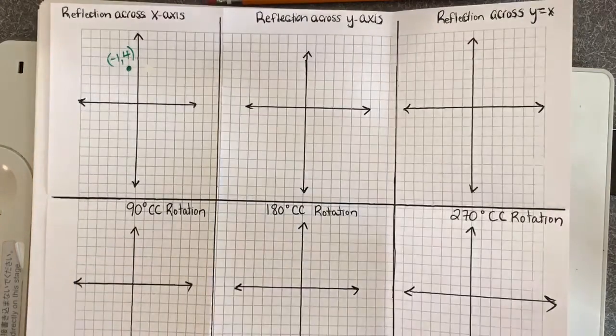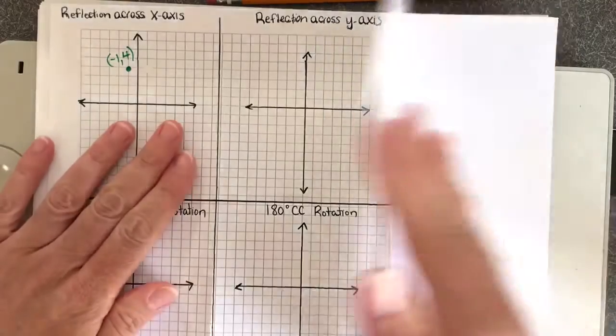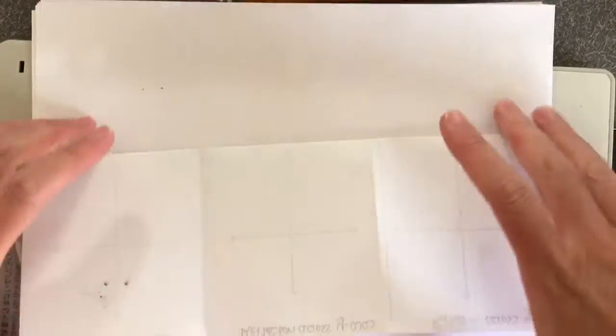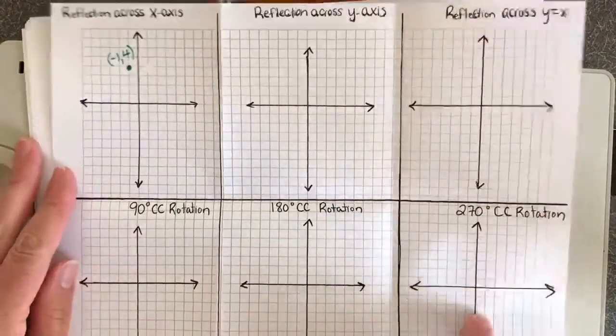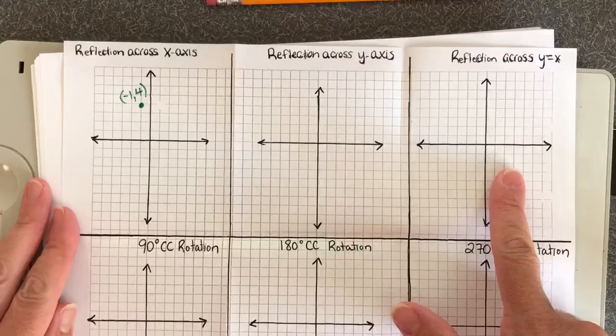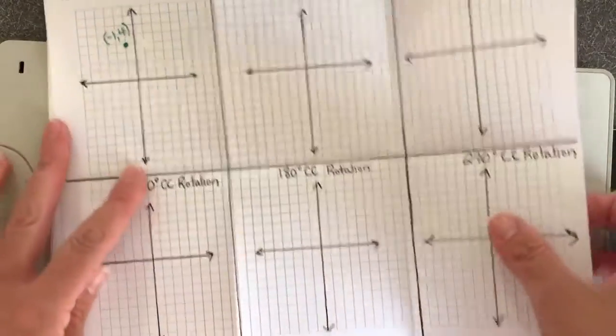So take a sheet of graph paper, turn it into 6 sections. You can do that by folding in and then folding, and then fold long ways. Okay, draw your 6 coordinate planes. And then I'm going to do the top 3 as your reflections. I'm going to do the bottom 3 as your rotations.